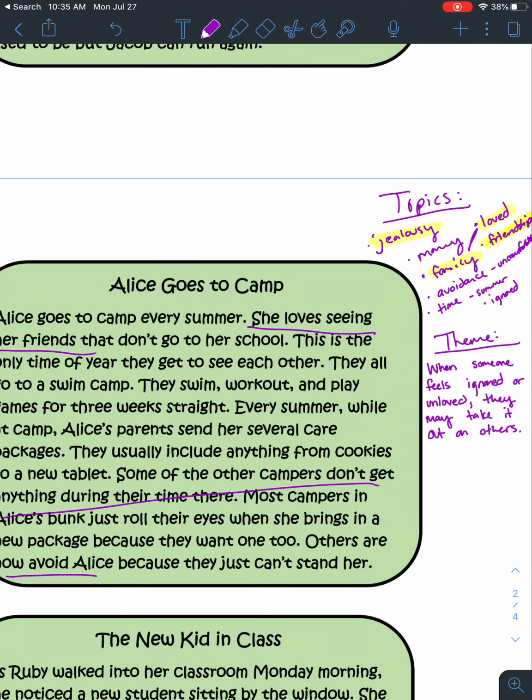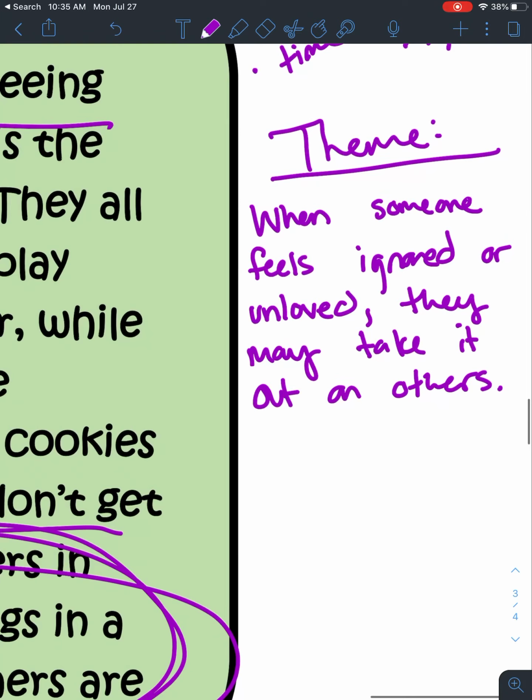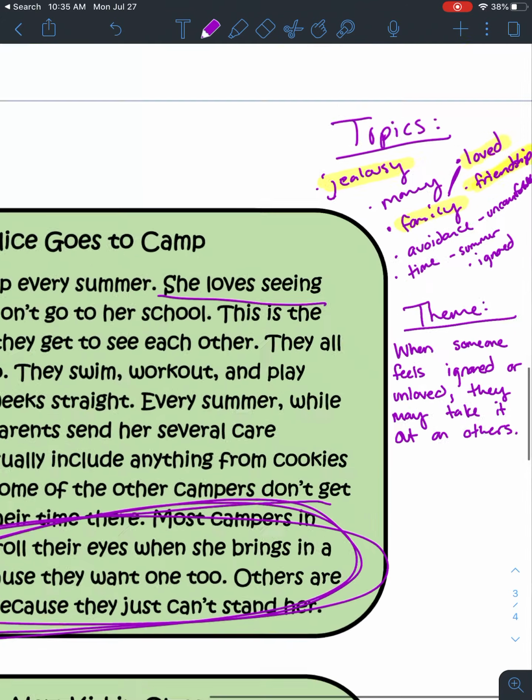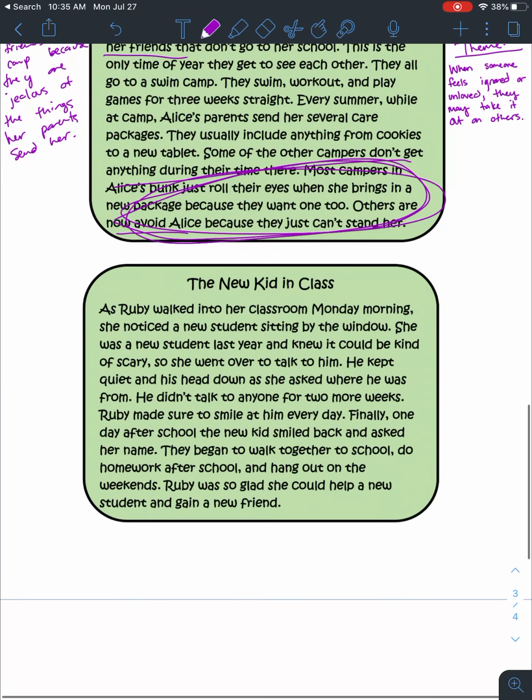Yes, because we see that these other characters in the story who aren't getting those care packages, they are taking it out on Alice. They're angry or upset with Alice because she is getting them. Is that true sometimes about real life? That when somebody feels ignored or unloved, they take it out on other people? Yeah, of course that's true. So let's take a look at our last example here. We're going to go through it one more time.